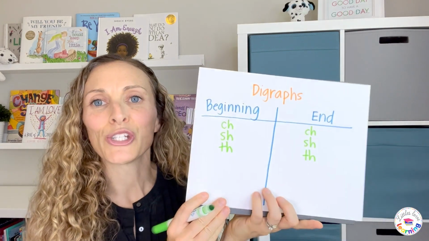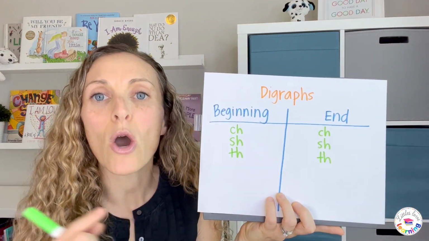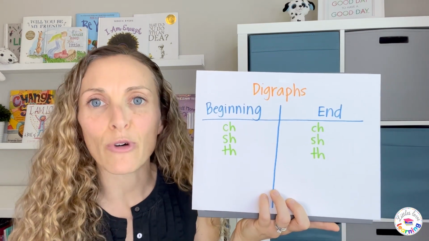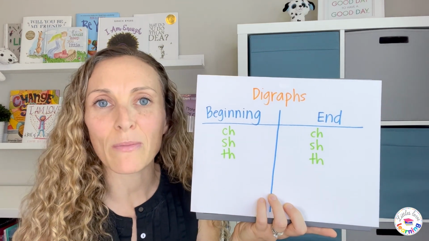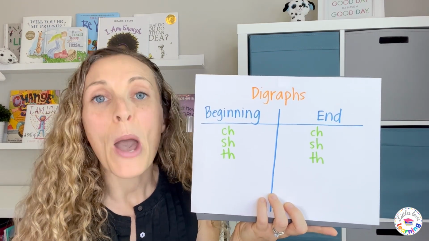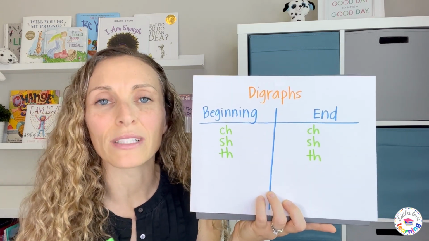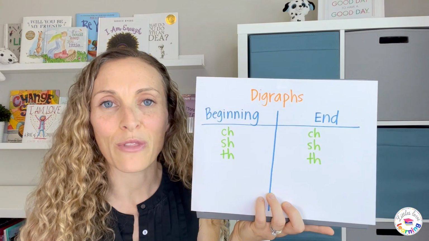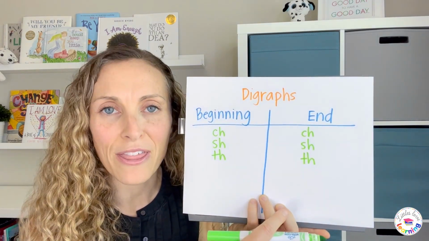Our next one is very special. TH represents two sounds depending on whether our voice box is on or off. So if our voice box is on, it can only be at the beginning of the word, as in this. But if our voice box is off, it can be at the beginning or the end of the word, so that could be thought or sloth.